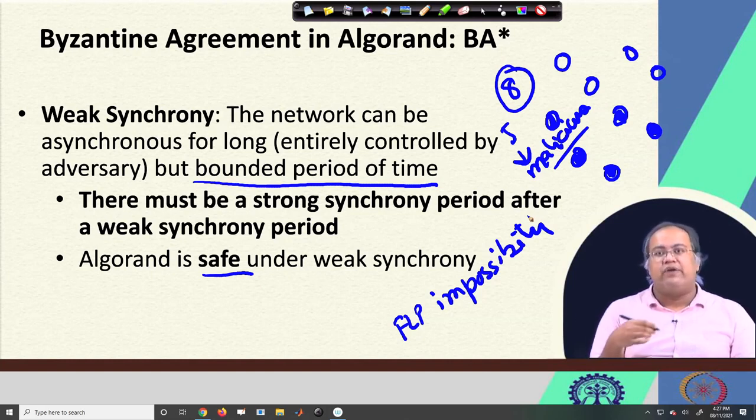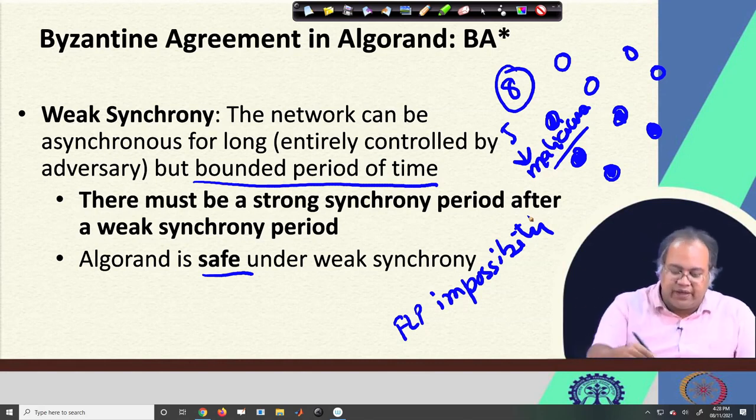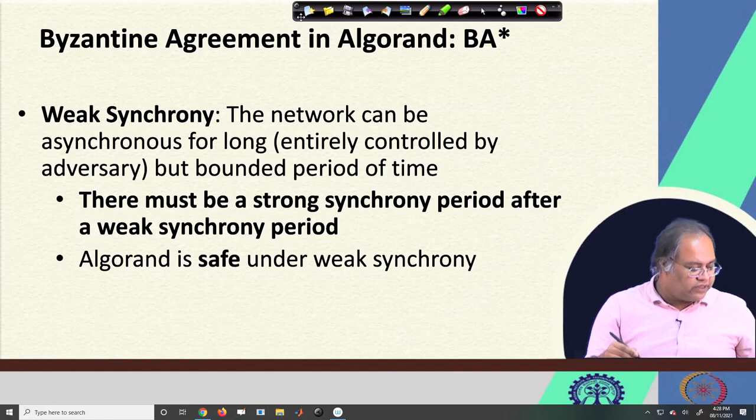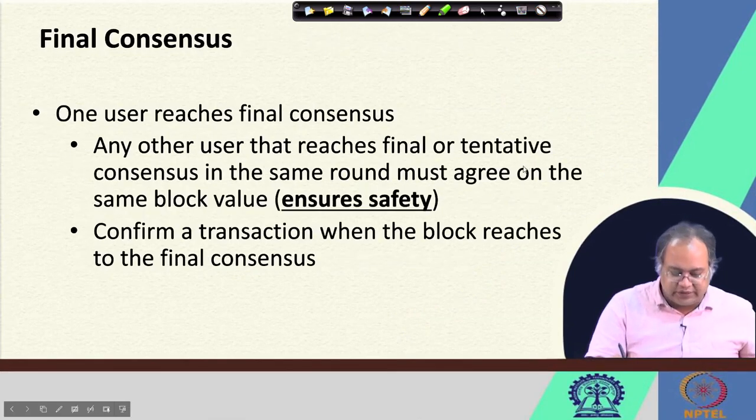So within that specific time period, the attacker might have taken control over the network, but after some time it has to be released, and a strong synchronous period is going to come, and Algorand can continue with the next round of execution in that phase. Now, with this strong synchrony and weak synchrony assumption, let us see how Algorand proceeds.